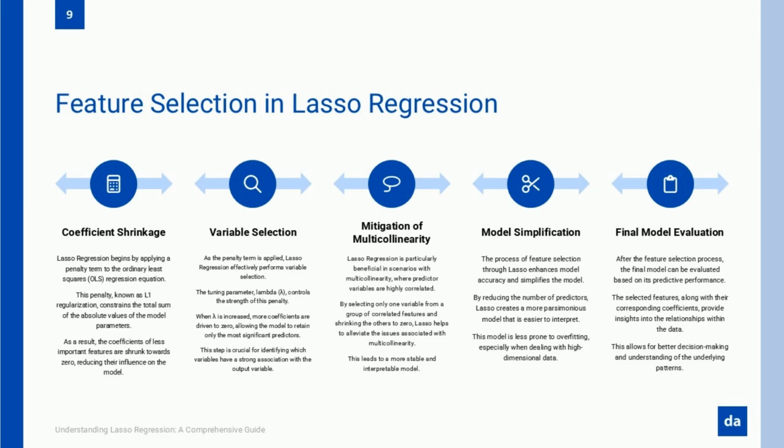Second, we check the error metrics. One of the most common ways to measure a regression model's accuracy is by looking at the mean squared error, MSE. This tells us how far off, on average, our predictions are from the actual values. A lower MSE means our model is doing a great job.